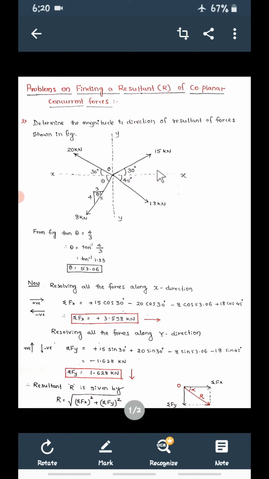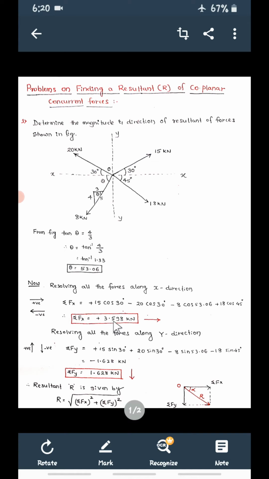Then this force, again make it horizontal. Now this will go in this direction. When you make this force horizontal, this is the direction of movement, so it is positive. That is plus 18, and the horizontal component is cos 45, so plus 18 cos 45. So add all of these with sign convention. This is plus 15 cos 30 minus 20 cos 30 minus 8 cos 53.06 plus 18 cos 45.